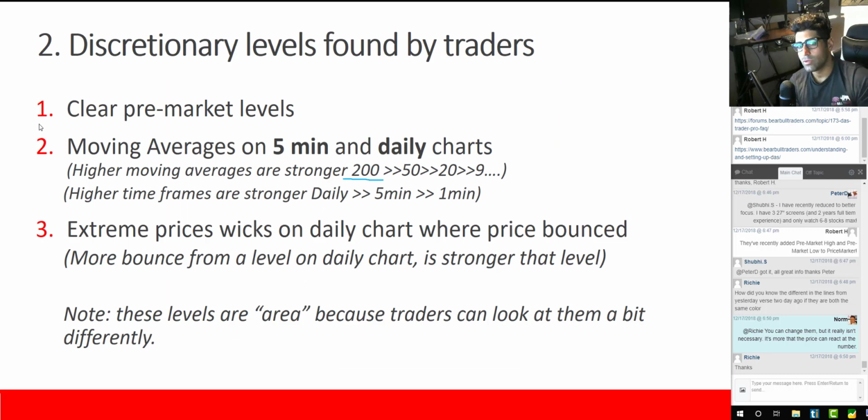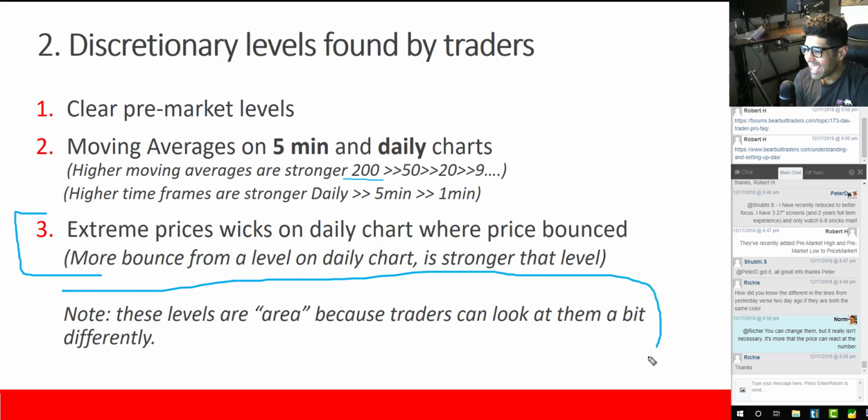But there are other levels too. Now you as a trader have to go and find those levels. So pre-market levels, moving averages on the 5-minute chart and the daily chart, which we will talk about later, and extreme prices on the daily chart where the price is bouncing back. We'll discuss that later. On a daily chart, you see there are some areas where every time the price goes there, it bounces back. We discussed those here. And also the all-time high and all-time low, which we added later.